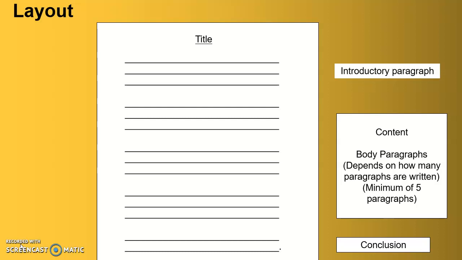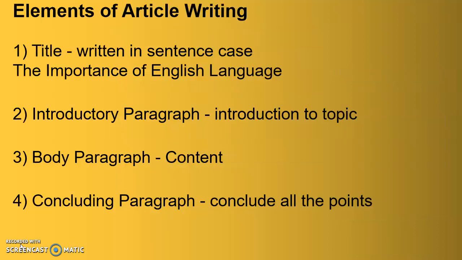Next part, we look at the layout. This is the basic layout of an article, whereby you have a title written in the middle of the text, followed by an introductory paragraph, and then whatever comes after the introductory paragraph would be categorized as content, which are the body paragraphs. It depends on how many paragraphs are written. A minimum of 5 paragraphs is usually advisable. And the last part would be a conclusion.